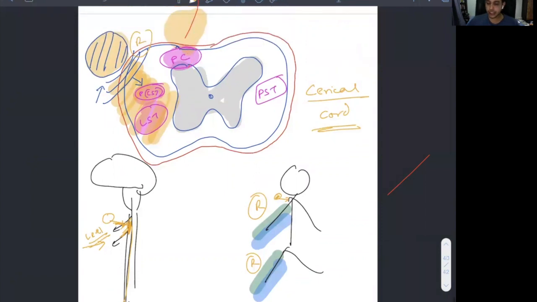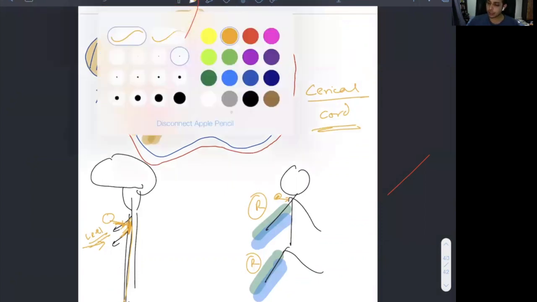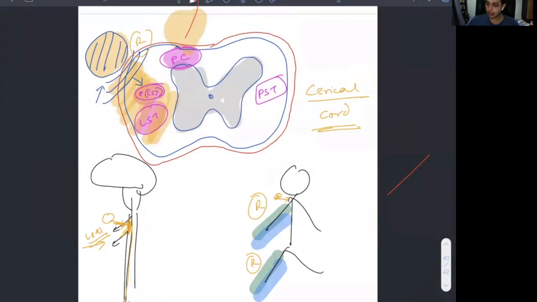Now, suppose that pressure doesn't stop. Suppose the pressure goes on increasing and the cord is getting compressed up till here. You have to remember that the spinal cord is not a thick metal-like thing. It is quite soft and smooshy. So what will happen is that the pyramidal tract on the opposite side and the lateral spinothalamic tract on the opposite side will start getting compressed against the bone and the dura mater here.